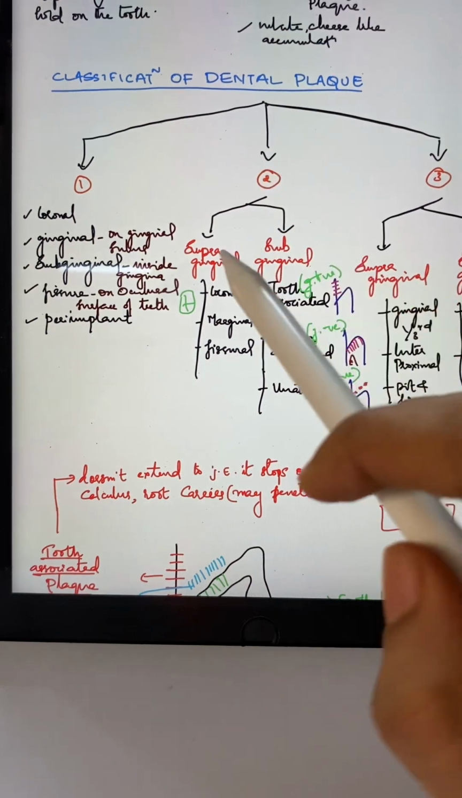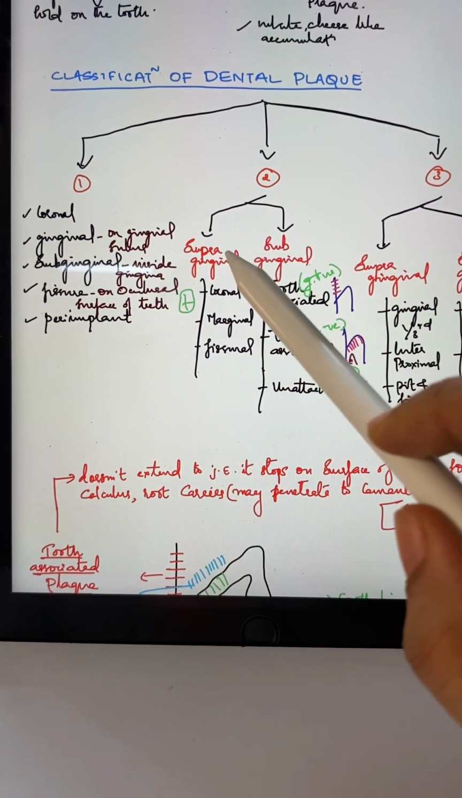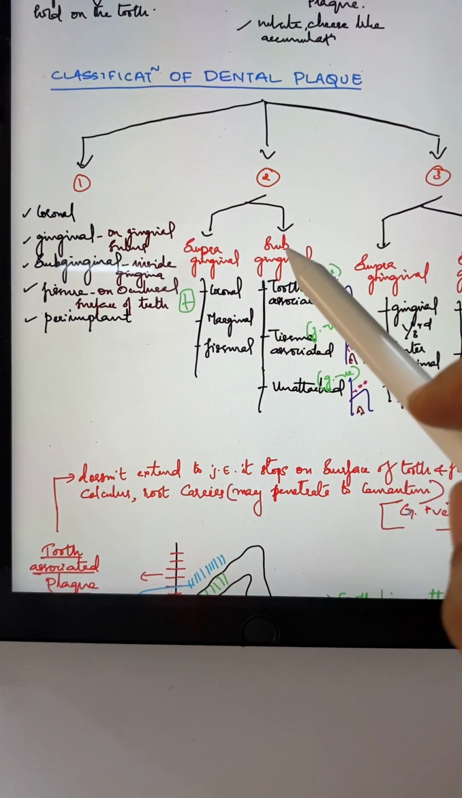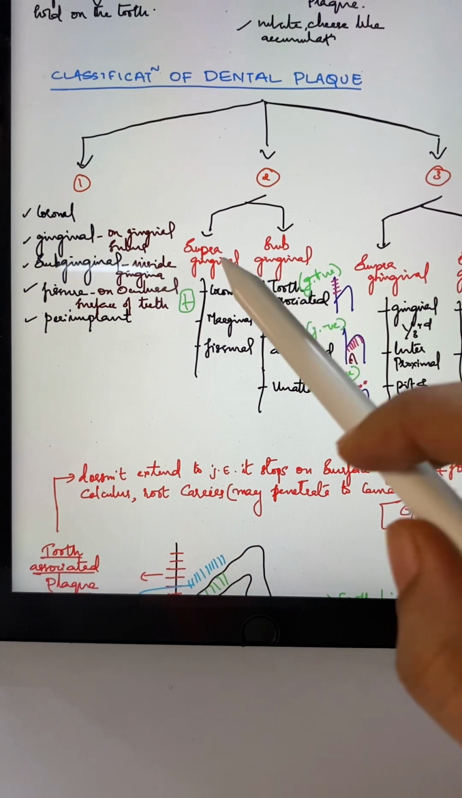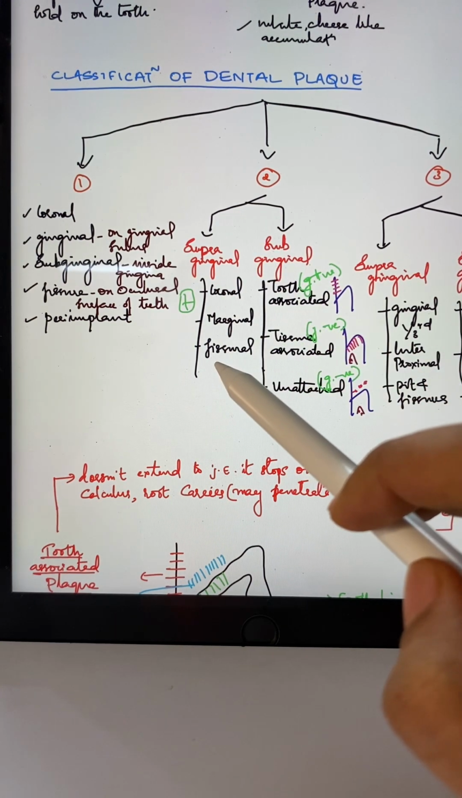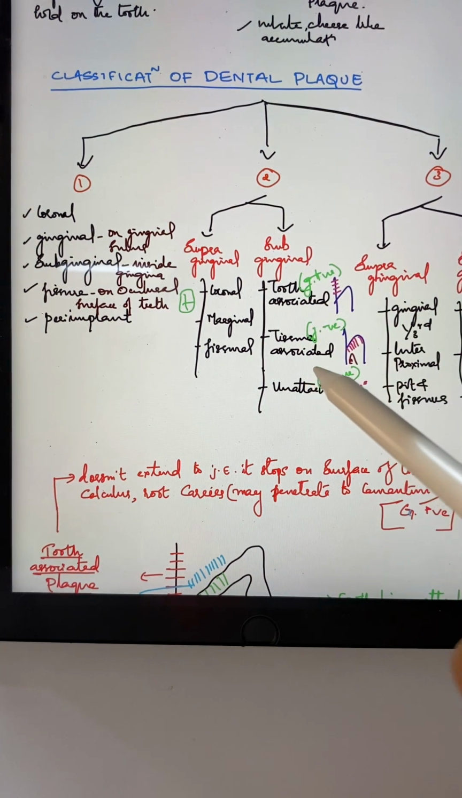Then the other type is supragingival and subgingival. Supragingival means the plaque can be seen above the gingiva. Subgingival means inside the gingiva. Above the gingiva, it is again divided into coronal, marginal and fissural. And subgingival is divided into tooth associated, tissue associated and unattached plaque.